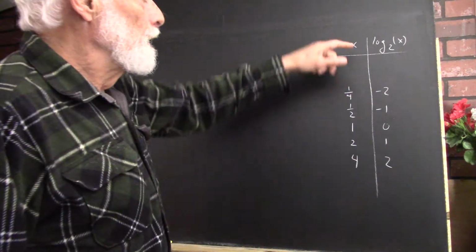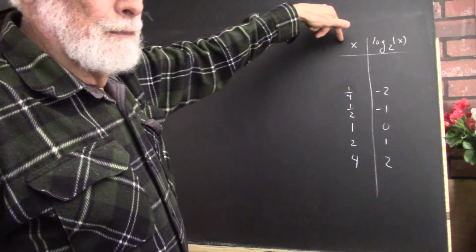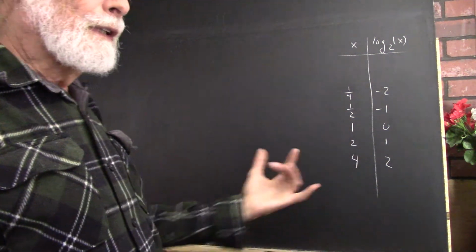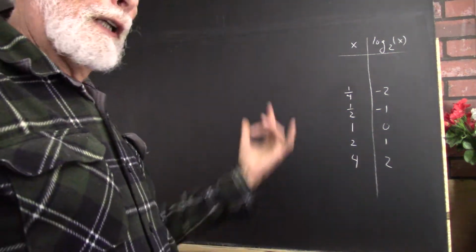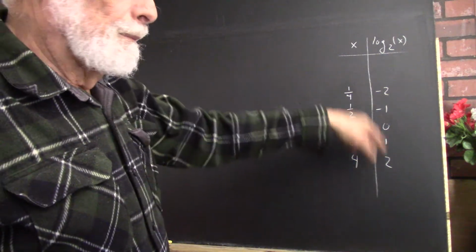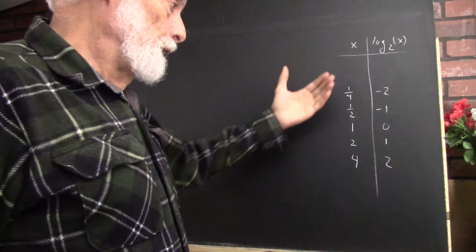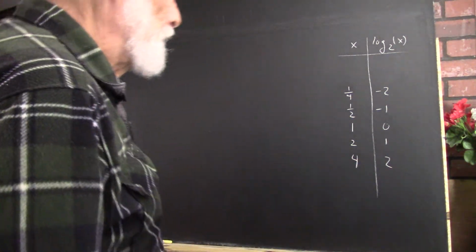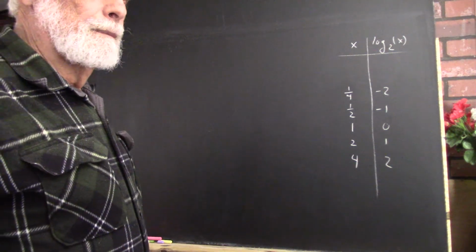Okay, again, log base 2 versus x. We just reverse the columns of the 2 to the x function, and we get these columns. So we understand that these are valid. Okay, we can extend this a little bit.